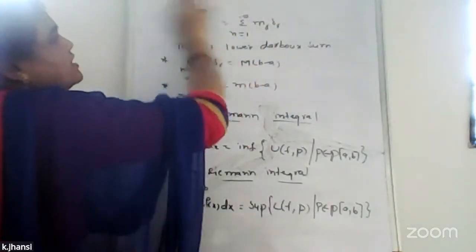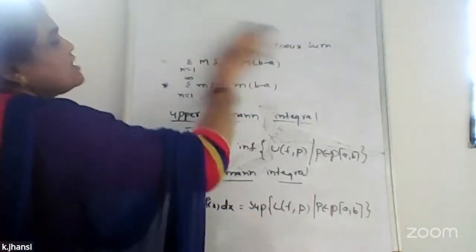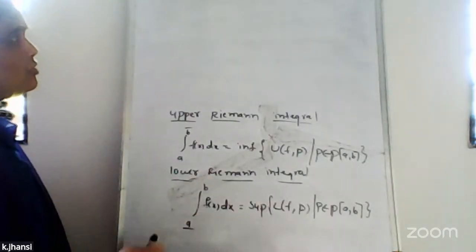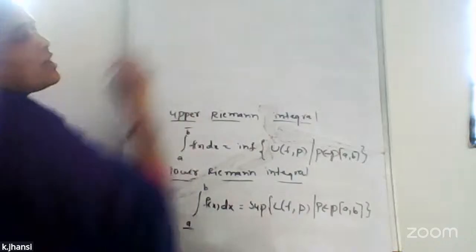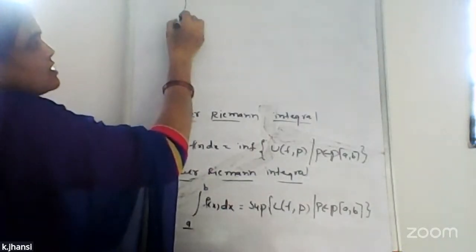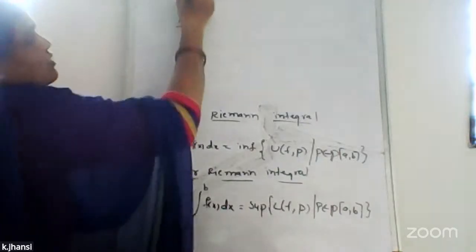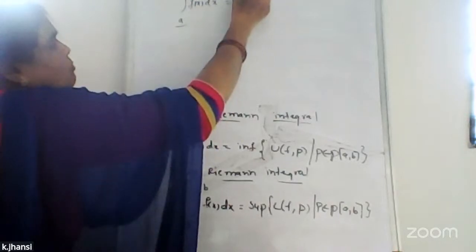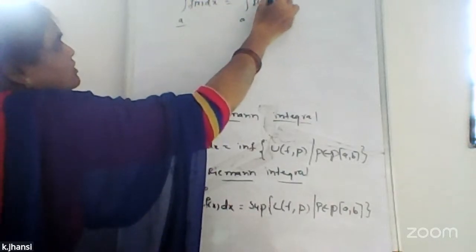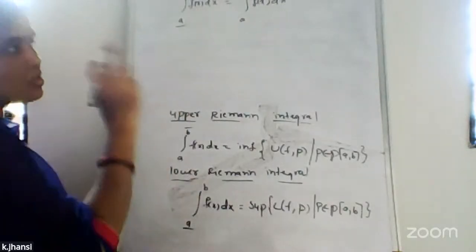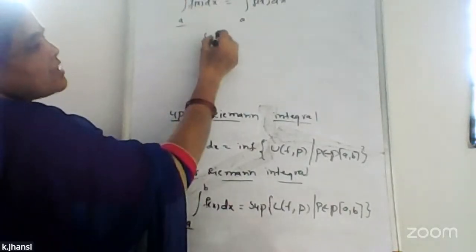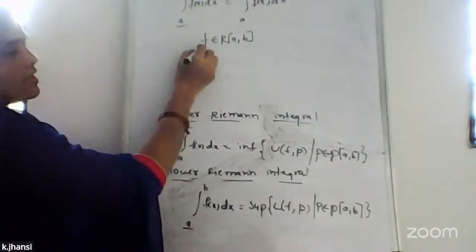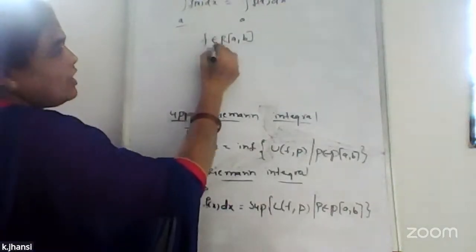So your main thing is, when we call a function Riemann integrable, it means this: whatever the Riemann integrability is, this condition should be equal to the integral from a to b of f of x dx. And whenever a function is Riemann integrable, we represent it as f belongs to R of a comma b. Okay. This is the representation that a function is Riemann integrable.